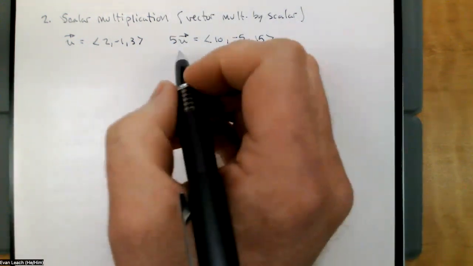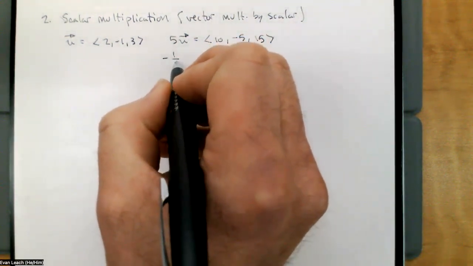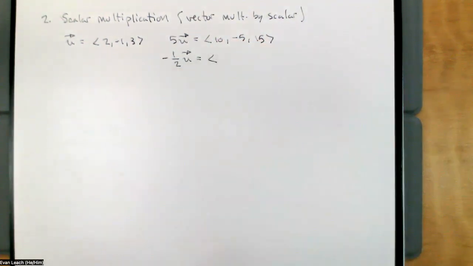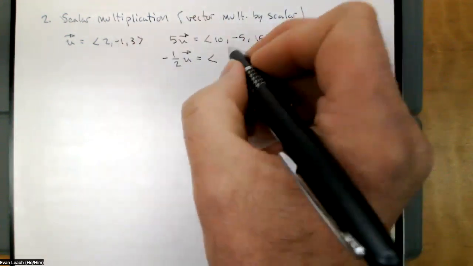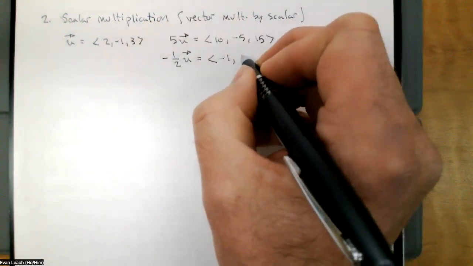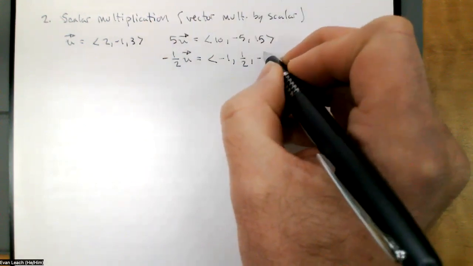If we multiply by a negative, well, we're just multiplying by a negative number. It doesn't change how we do things. We're just going to multiply the corresponding components. So 2 times -1/2 is -1. -1 times -1/2 is +1/2. 3 times -1/2 is -3/2.